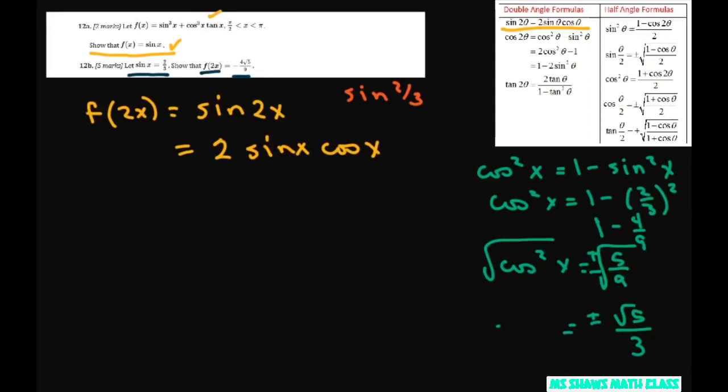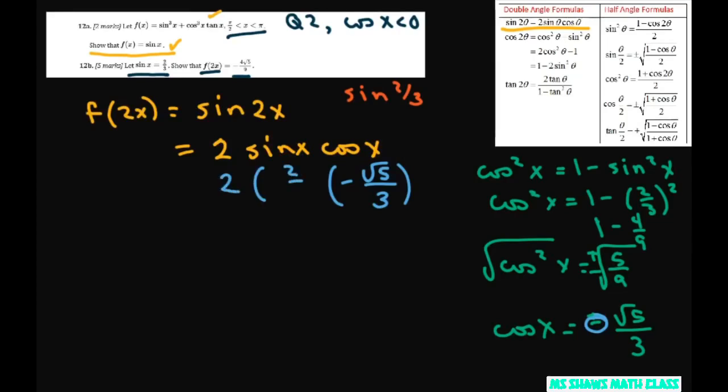Now, we have to decide to take positive or negative. And recall earlier, since we're in quadrant 2, cosine of x is negative. So in our case, our cosine of x is going to be negative square root of 5 divided by 3. We're taking the negative here. And then our sine of x is 2/3. And when you multiply through, you can write that in fraction form. So that's going to be negative 4 square root of 5, 3 times 3 is 9.